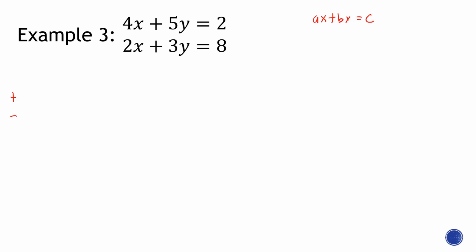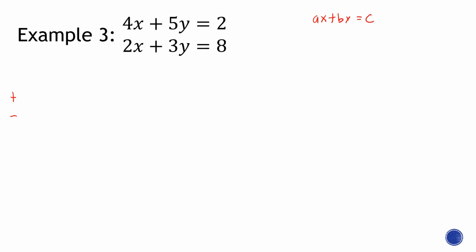So if we add the x terms, will that be equal to 0? No. How about the y terms? Will that be equal to 0? No. So if the answers are no, that means we will be moving on to the next thing that we will do. And that is what? We need to make the numerical coefficients of either the x or the y terms the same.